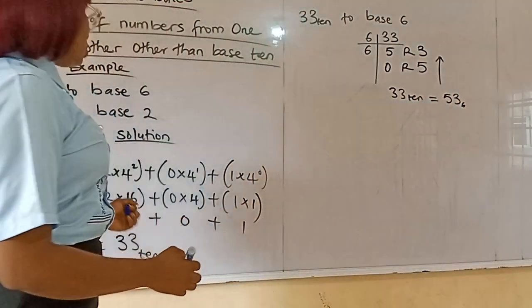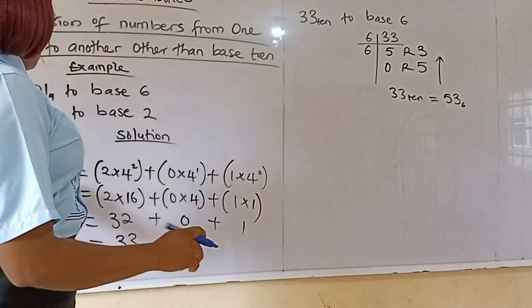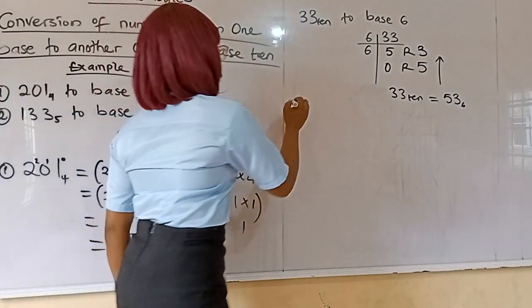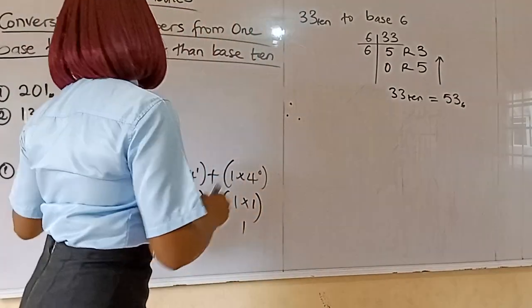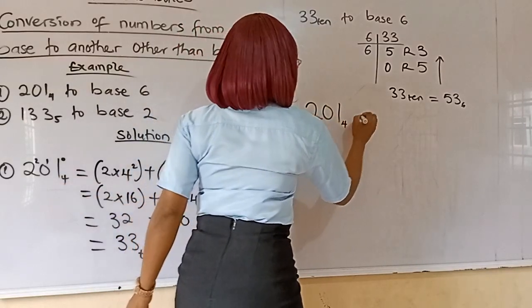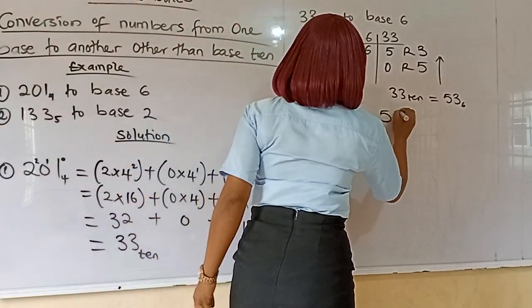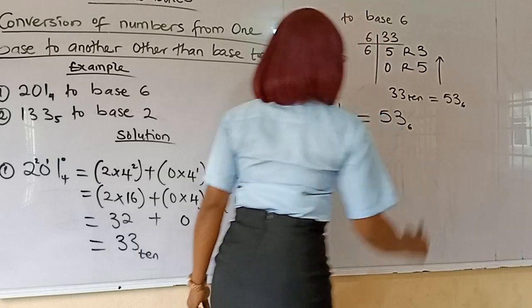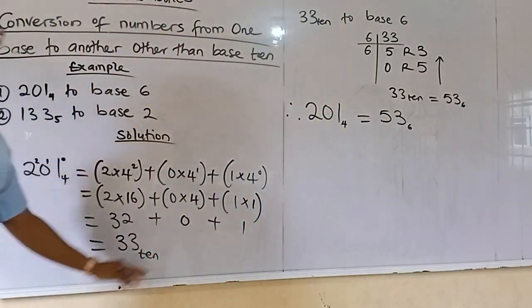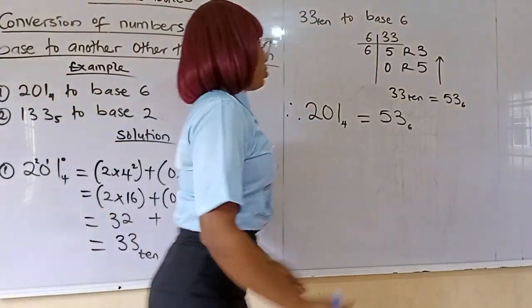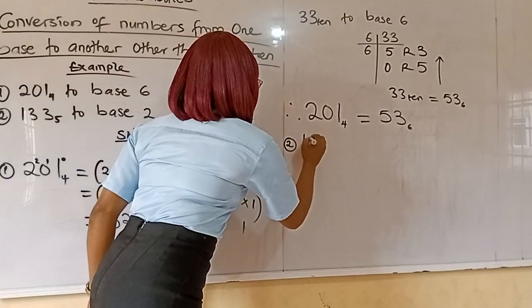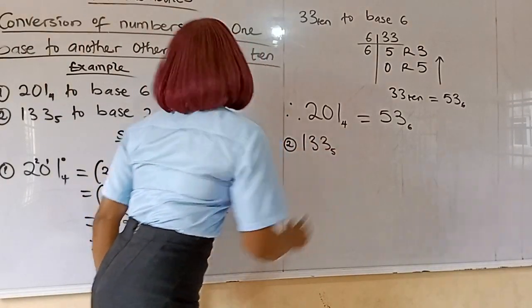But the question was that you should convert from 201 base 4 to base 6. So therefore, the conclusion is that 201 that was given to us in base 4 is the same as 53 in base 6. Please, I'm sure you understand the steps. Take it to base 10, and from 10, we take it to the required base. Okay, to make it clearer, the last one is 133 in base 5.